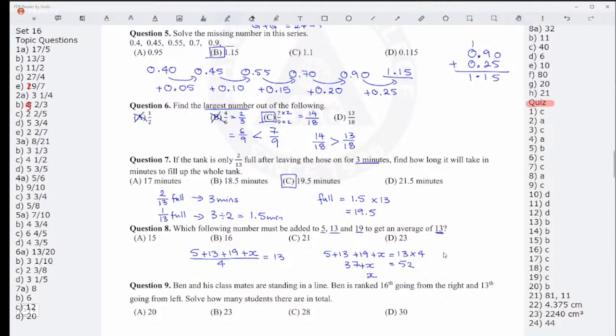So that means x by itself must be the remaining number. So 52 minus 37 gives you the remaining number of 15. So we need 15 with the other 3 to give you the average of 13.